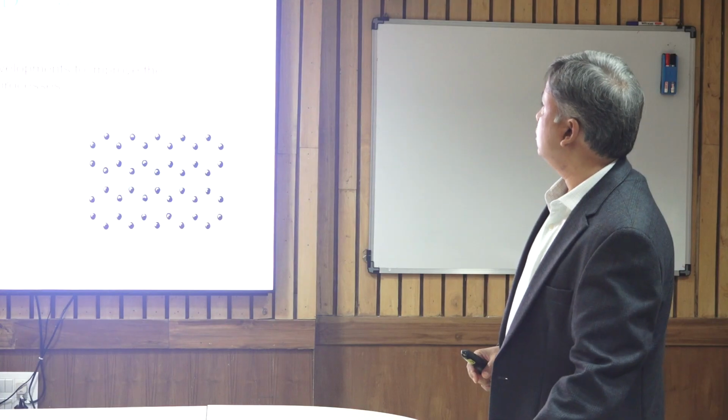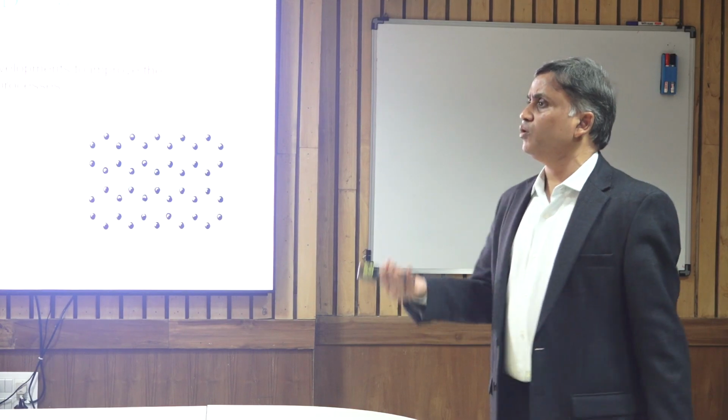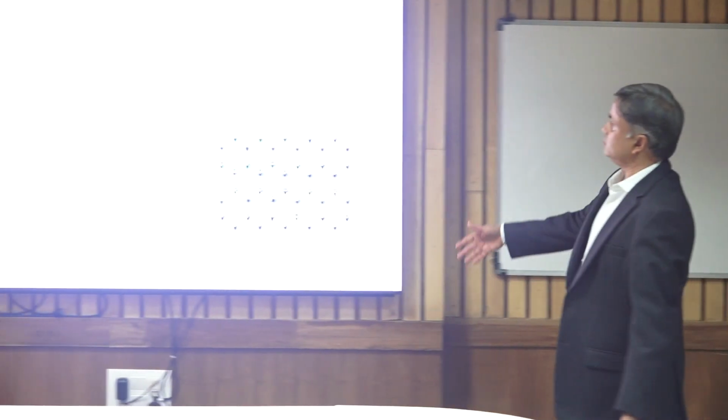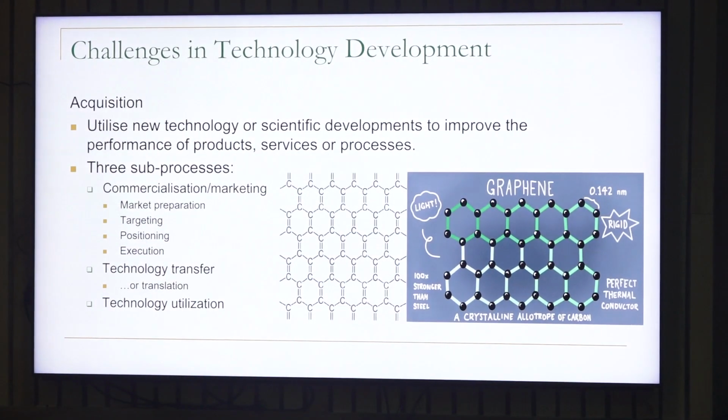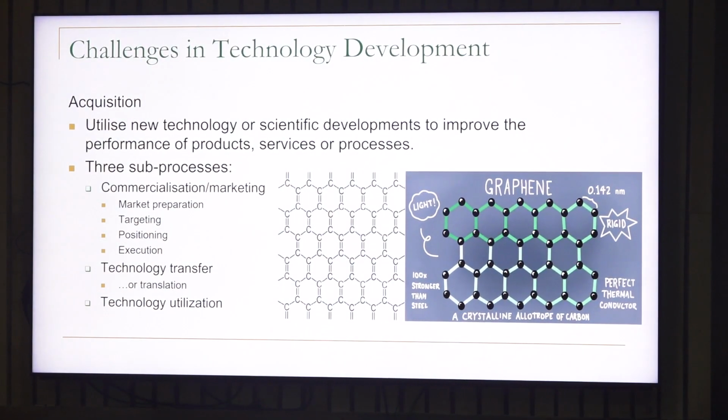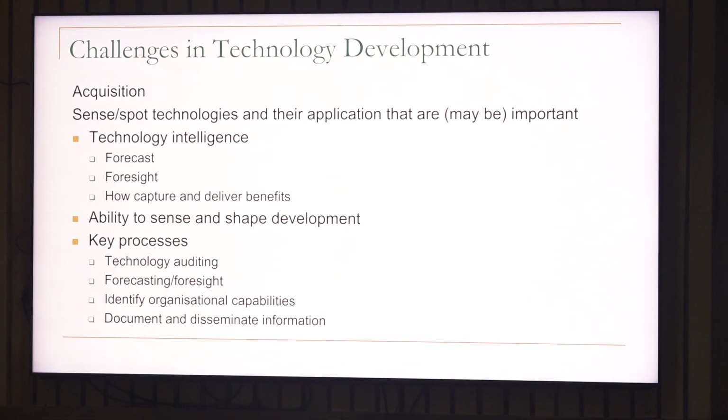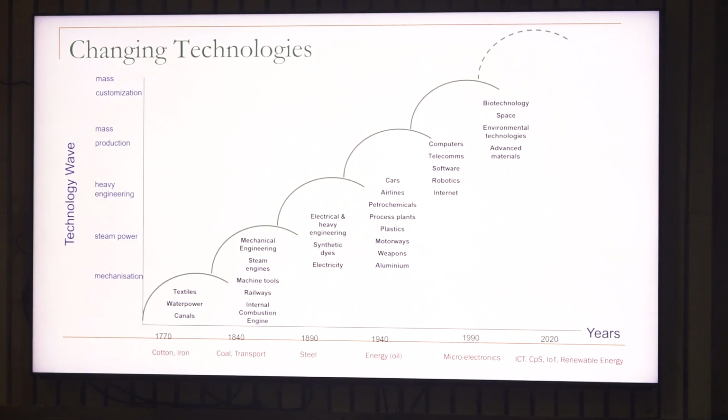Then you see, maybe you are not good in this, but graphene-based nanotechnologies are coming. Graphene is, people say, a very smart and very strong material. If you are in something which requires a strong material, you can acquire this technology by paying money. Then this is acquisition.